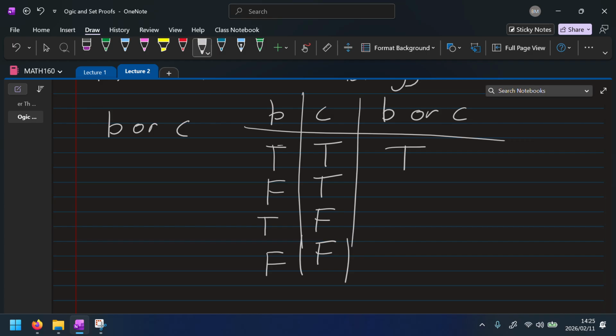So true or true? True. False or true? True. True or false? True, yeah. False or false? False. Hey, you catch on very quick. Okay, so everyone understands that bit.